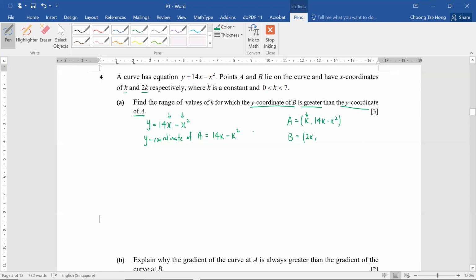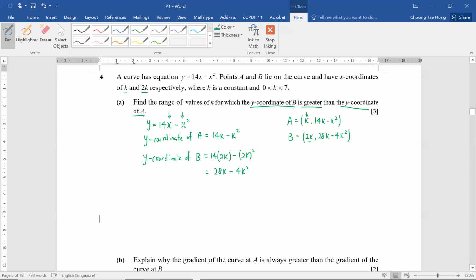Then the y coordinate of B, we can also find easily. All we need to do is replace the x with 2k. So 14 times 2k minus 2k squared, and you will get 28k minus 4k squared. So the y coordinate of B will be 28k minus 4k squared.